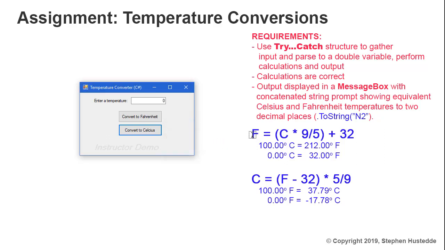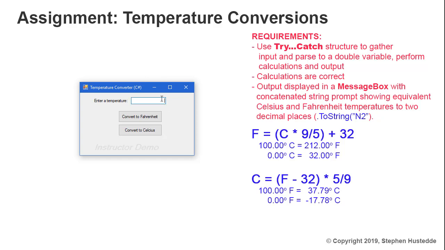I give you the formulas for converting from Celsius to Fahrenheit as well as Fahrenheit to Celsius. And you'll just need to convert those into C# statements. The requirements are to use a try-catch structure, and in that try-catch, I would get your input, parse that out as a double value, do your math calculations, and provide your output. I would do all that in the try.